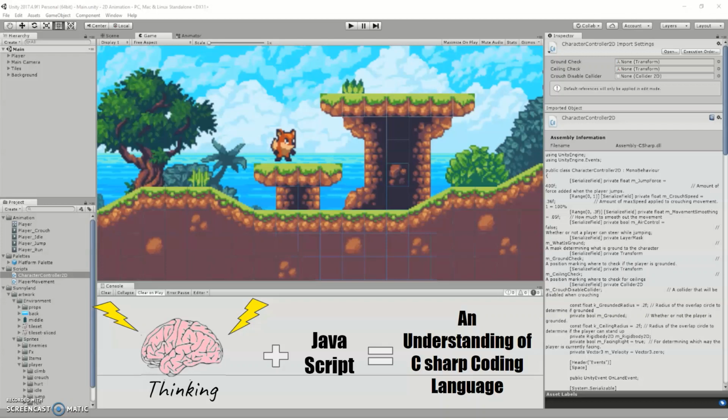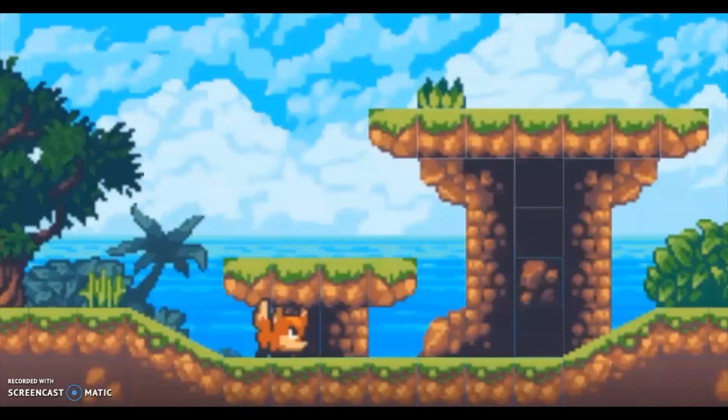From there, we also had the purpose of understanding how we could combine key binding to the game and how we could institute animations whenever the character was moving. So this right here is a video of a demonstration of our game.